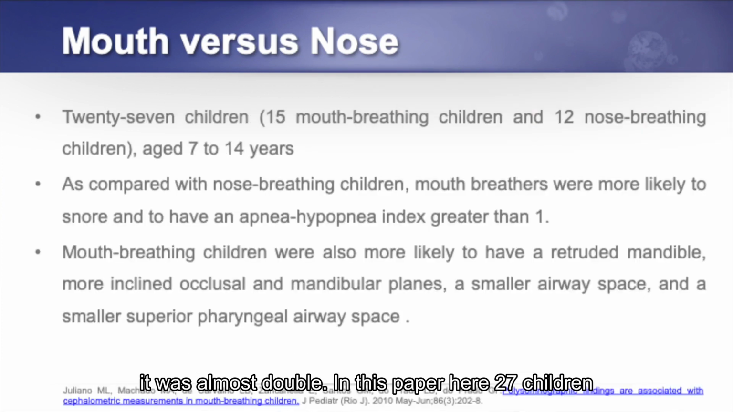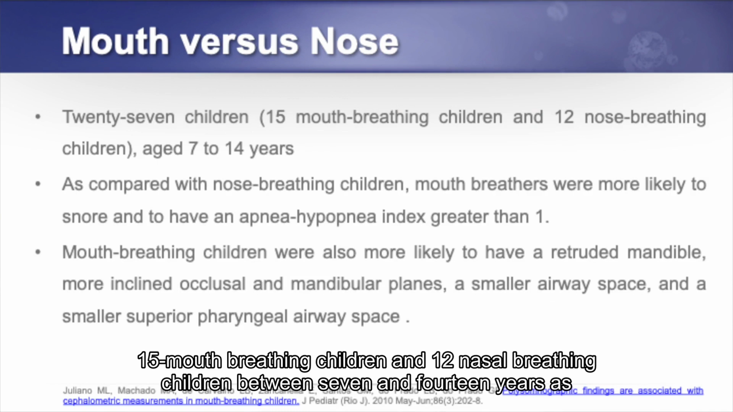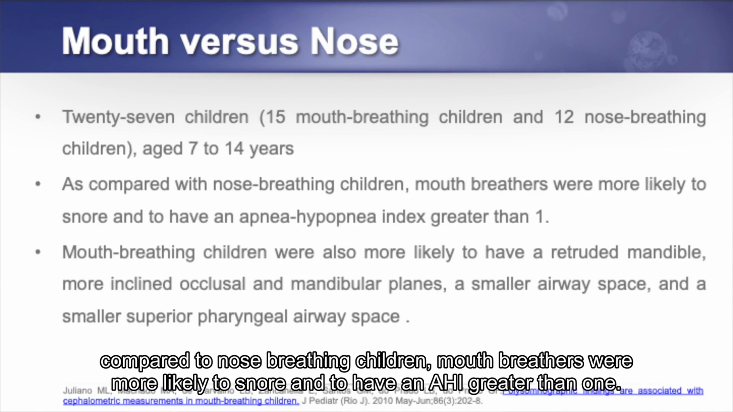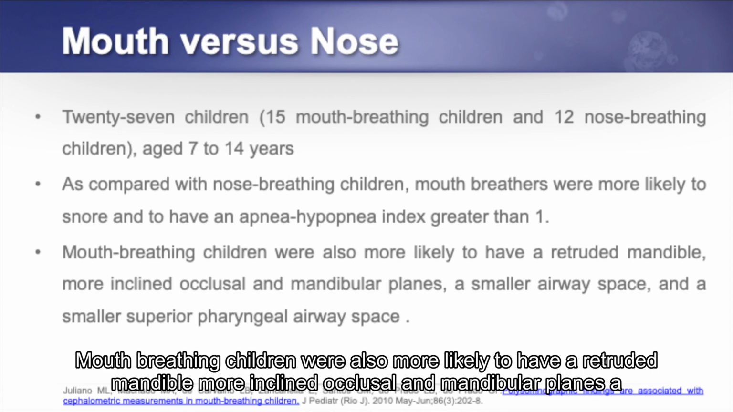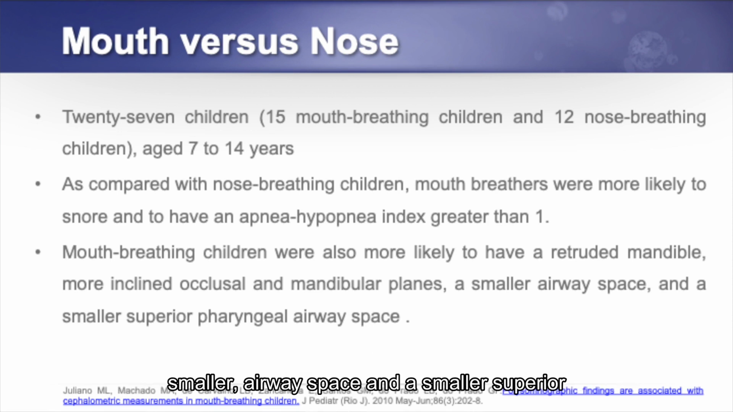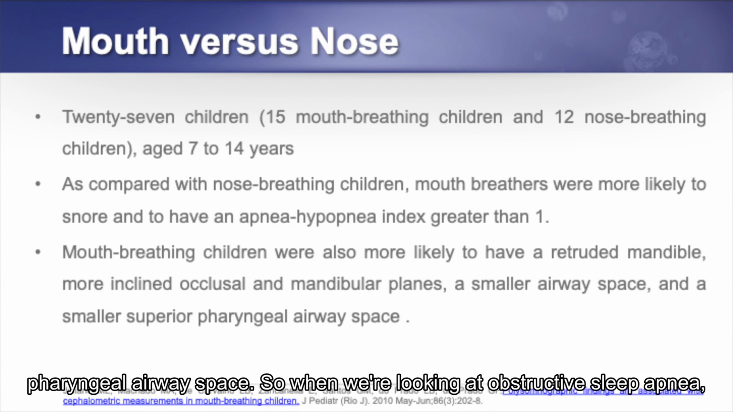In this paper here, 27 children, 15 mouth breathing children and 12 nasal breathing children aged between 7 and 14 years. As compared to nose breathing children, mouth breathers were more likely to snore and to have an AHI greater than 1. Mouth breathing children were also more likely to have a retruded mandible, more inclined occlusal and mandibular planes, a smaller airway space, and a smaller superior pharyngeal airway space.